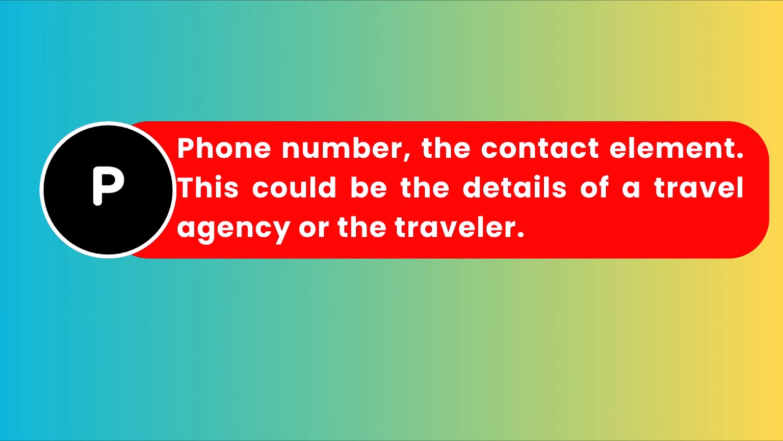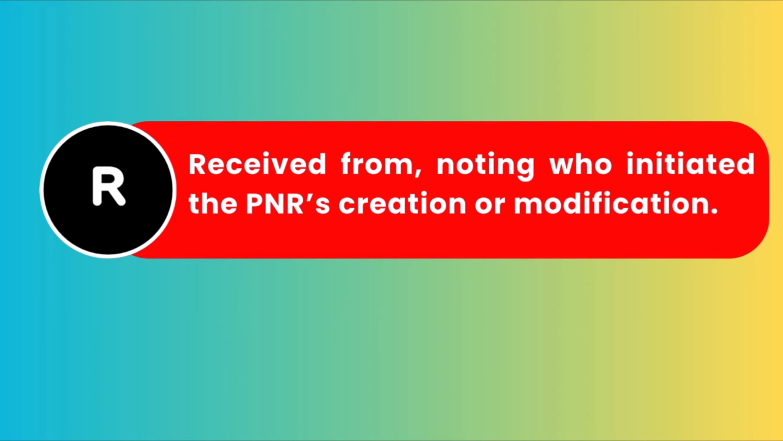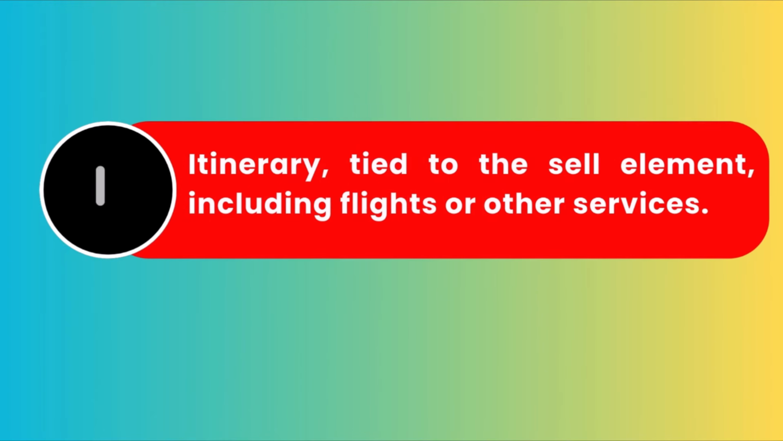Letter P is for the phone number, the contact element. This could be the details of a travel agency or the traveler. Letter R stands for received from, noting who initiated the PNR's creation or modification. Letter I is for itinerary, tied to the segment element, including flights or other services.